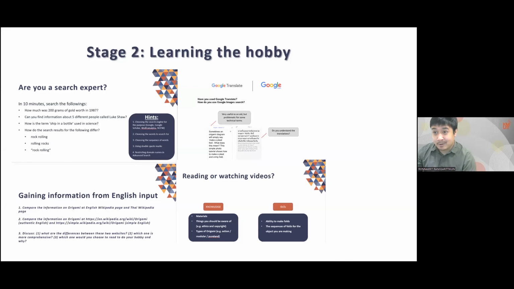Actually, this might be a little bit controversial here because in traditional English classrooms, students would be asked not to use Google Translate, but in the hobby course and in the 3 courses in the curriculum, we allow students to use Google Translate.